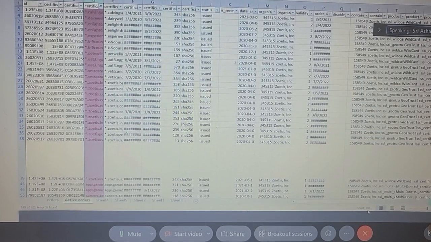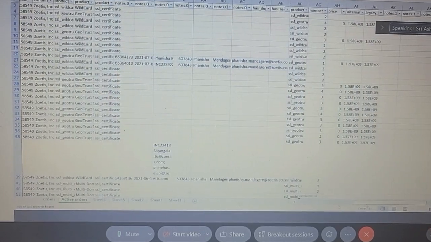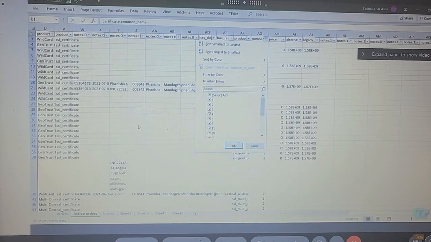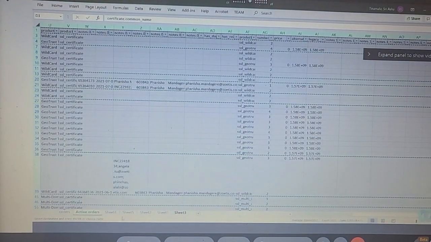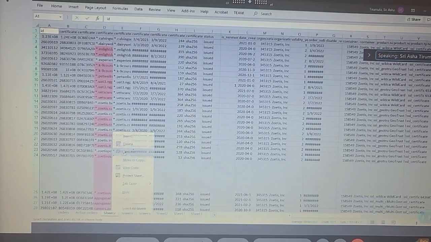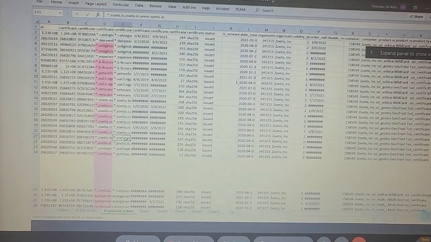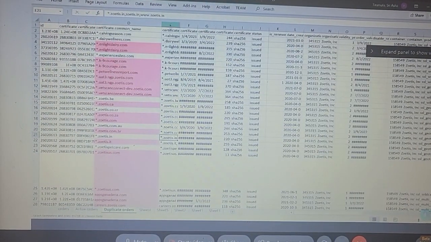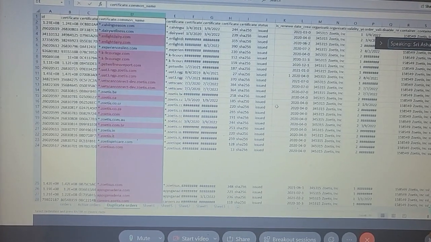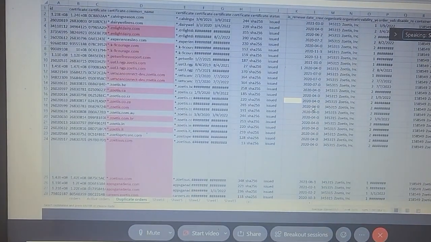Correct. I see 190. So if you see here, just copy. I don't know why the count is less in my sheet right now. Maybe we revoked a few. Your sheet is from June 22nd or so, right? Yep. So right now there are 190 duplicate certificates. Okay.